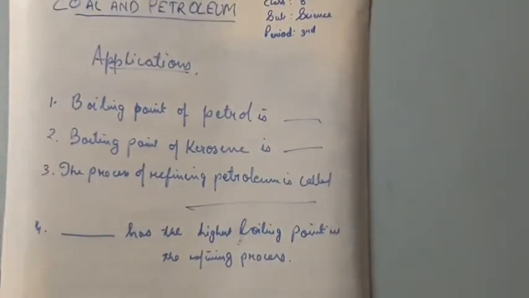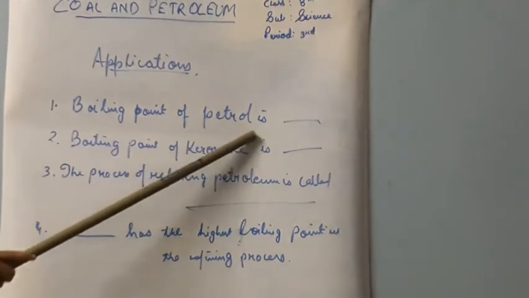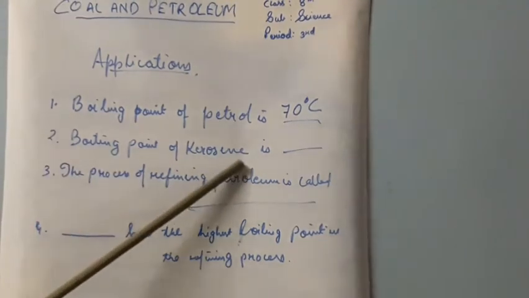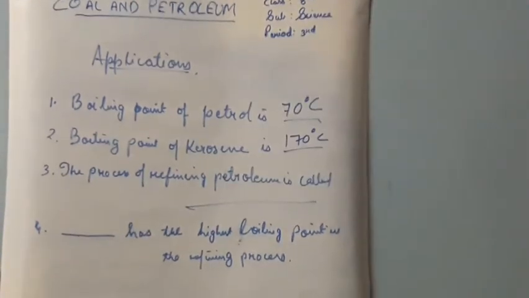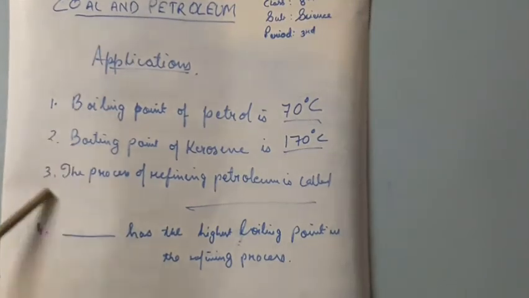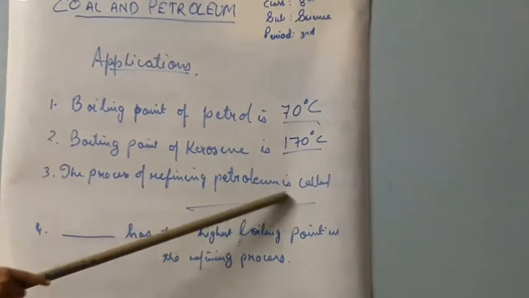Now this is the work for you. Answer the following questions. The boiling point of petrol is 70 degree centigrade. Very good. Then second one, the boiling point of kerosene is 170 degree centigrade. Yes.